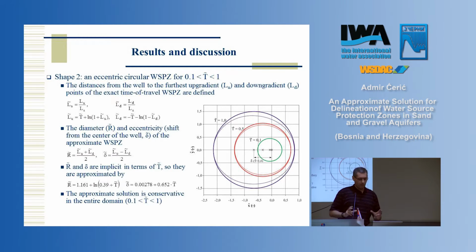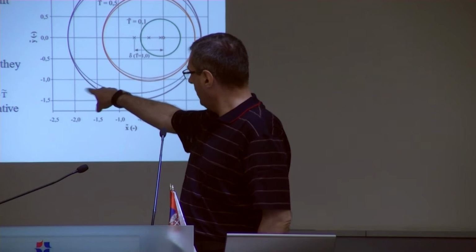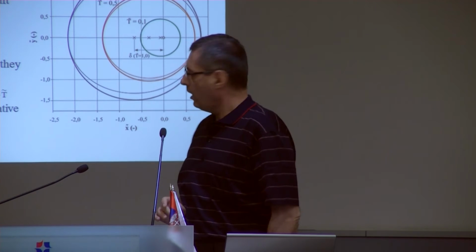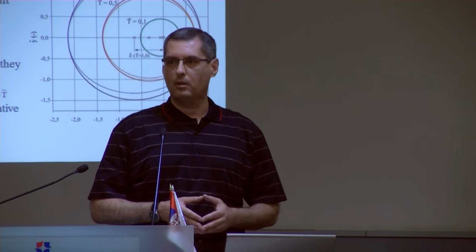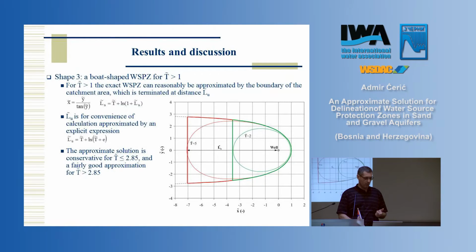this radius of the water source protection zone and shift from the well are then simplified with an empirical equation, which is explicit in terms of the dimensionless residence time T. Again, when you look at the graph, you can see that for any case of residence time between 0.1 and 1, these empirical or approximate water source protection zones are protective and conservative.